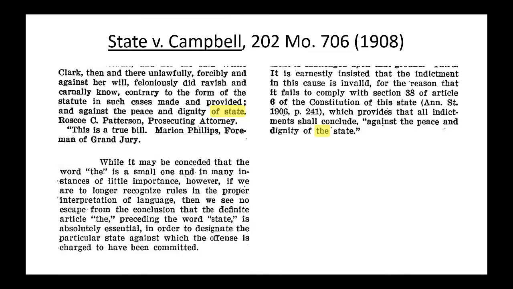The appeals court looks at this and says, you know what? Down here in the bottom left-hand corner of the screen, yeah, it's a little word, it's just a definite article, but it's absolutely essential in order to designate the particular state against which the offense is charged to have been committed, and therefore judgment reversed.